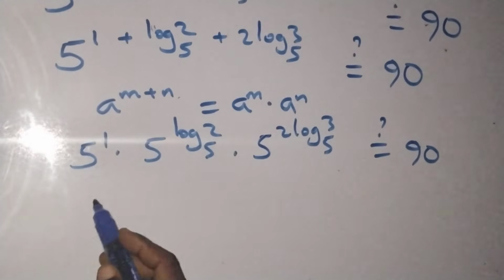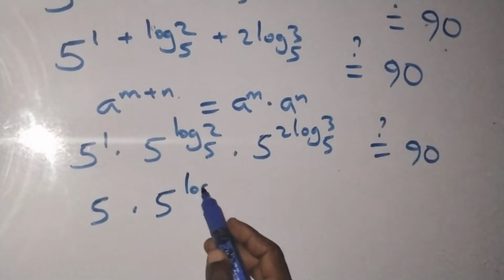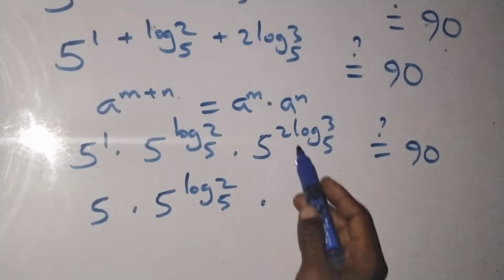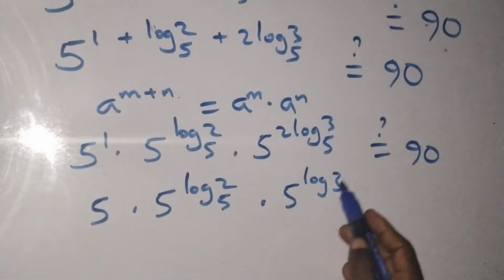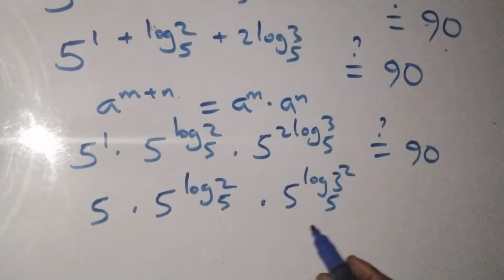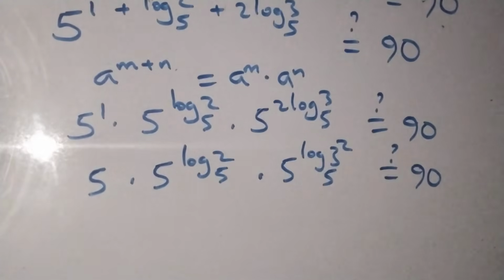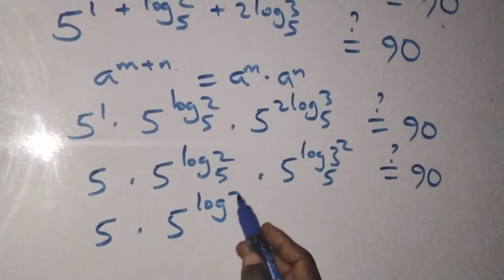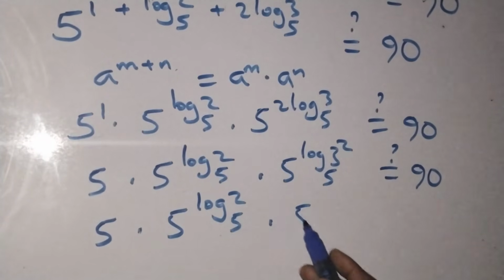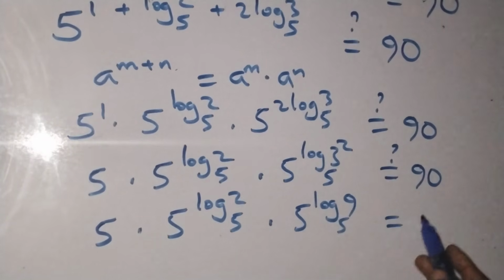And 5 raised to power 1, that's 5, times 5 raised to power log 2 base 5, times, here we move this 2 from the power of the log, we have 5 raised to power log 3 squared base 5. Is it equal to 90 on this side? Here we have 5 times 5 raised to power log 2 base 5 times 5 raised to power log 9 base 5. This is equal to 90 on this side.